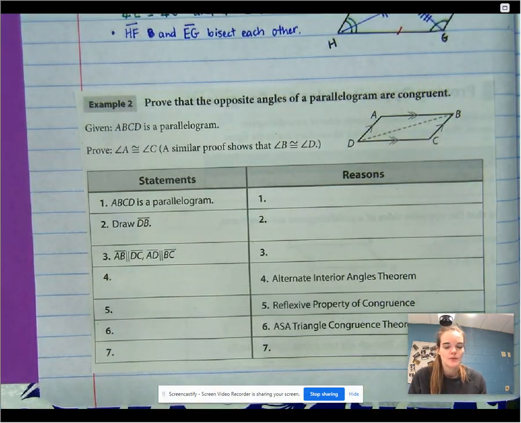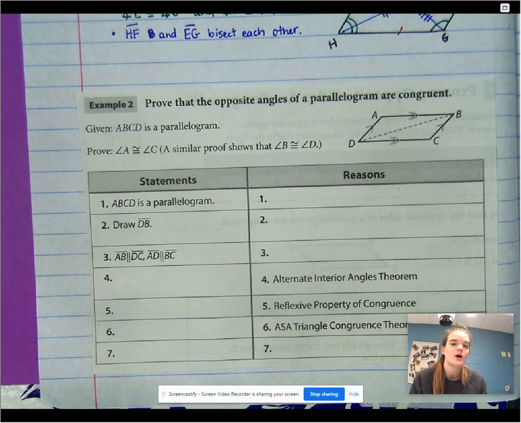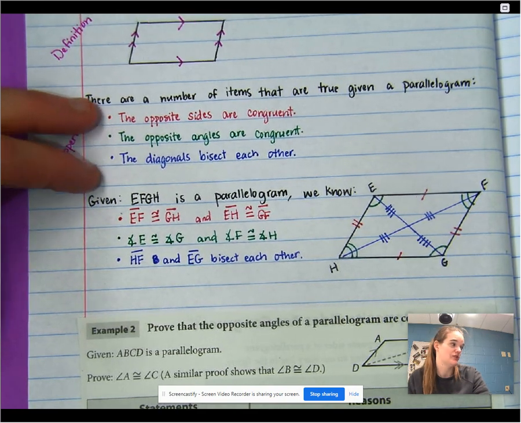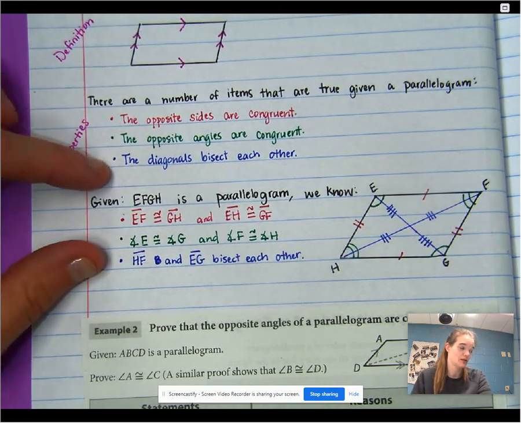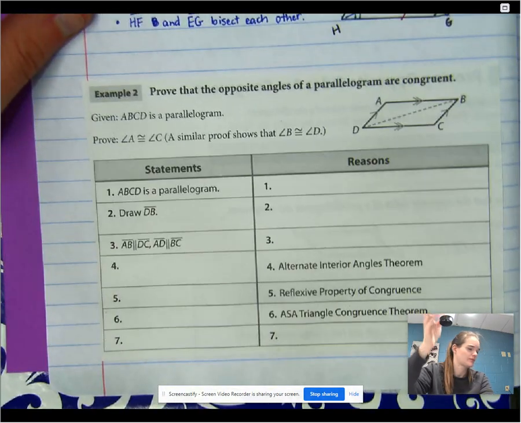All right, example 2. Prove that the opposite angles of a parallelogram are congruent. Now, we can't use, well, they're congruent because it's a property. We're proving that that property is actually true, okay? However, we can use one of the others. So we could use opposite sides are congruent or the diagonals bisect each other. That's fine.